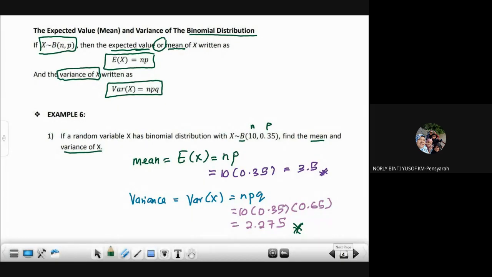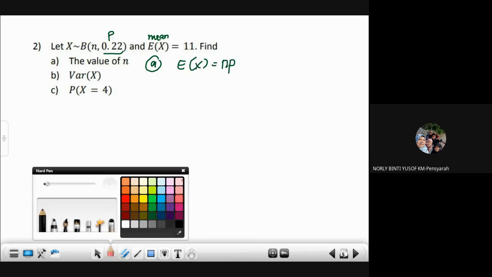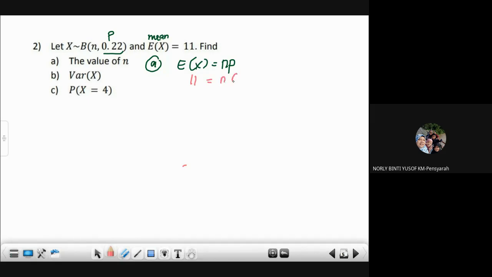Tengok pada next example. Sama, dia bagi discrete binomially distributed, n dia tak tahu, p dia 0.22. So this one is your p lah. And given the equation is your mean. This is your mean, iaitu expectation. Mean is equals to 11. Find the value of n. So nak cari A samalah you punya mean adalah NP. Formula dia, so terus masukkan 11 equals to n times 0.22. So n would be 11 divided by 0.22 lah. You akan dapat n equals to 50.